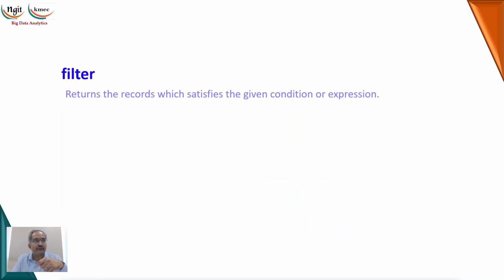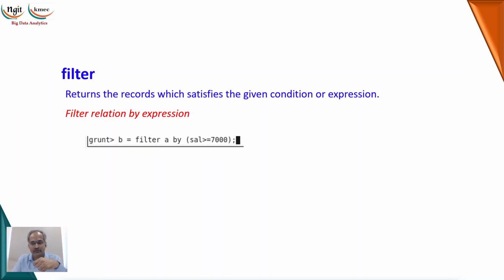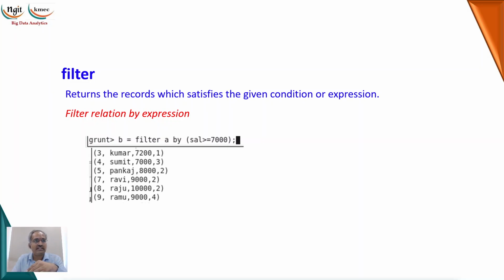And next one is filter. I want to filter some records. So how can we apply that? So filter relation by some expression. We can give some expression. Now you can see that filter A by salary greater than or equal to 7,000. So that is the condition they are giving. So which is having the salary greater than 7,000, all these will be filtered. So this is the filter command.